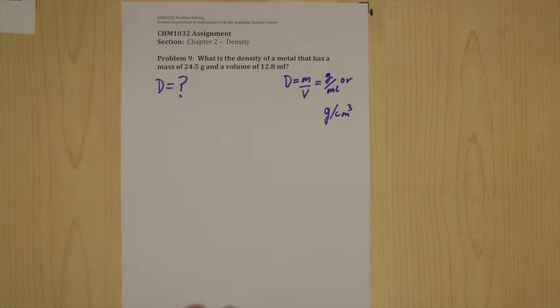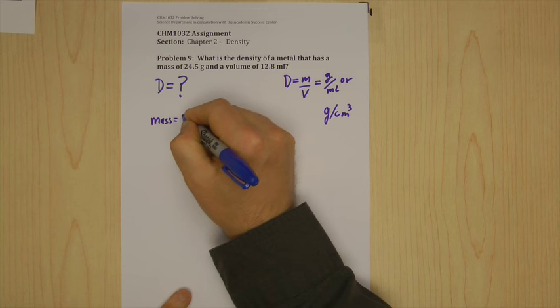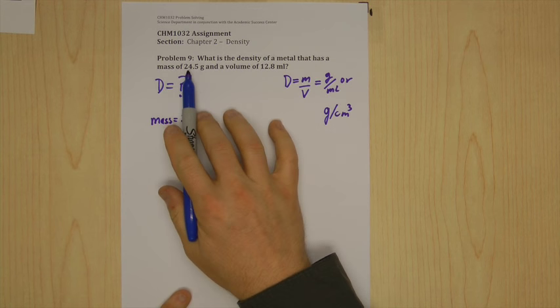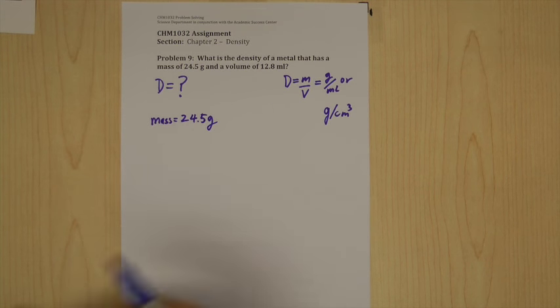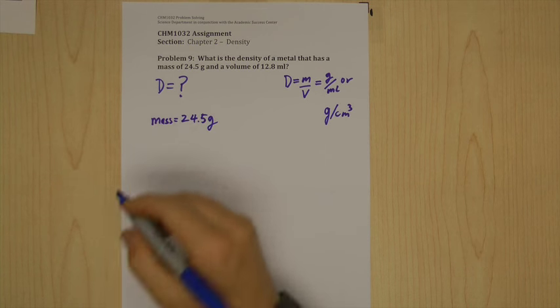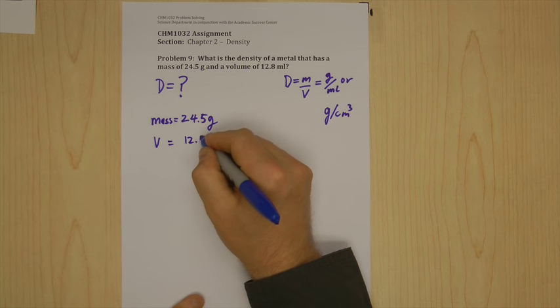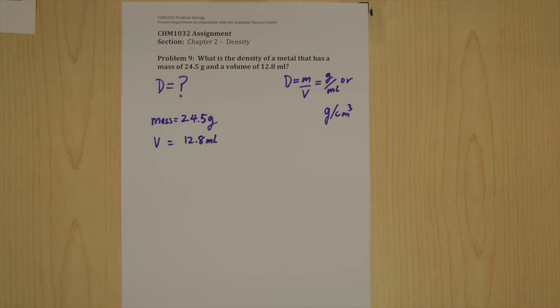So that's what we need to figure out. We need to know the density. We know that the mass equals 24.5 grams because it was given to us in the question right here. So I just wrote it down in a little single column table, just so I can keep all my numbers straight. I know that the volume, V, is 12.8 milliliters. So that's all the pertinent information that I need.